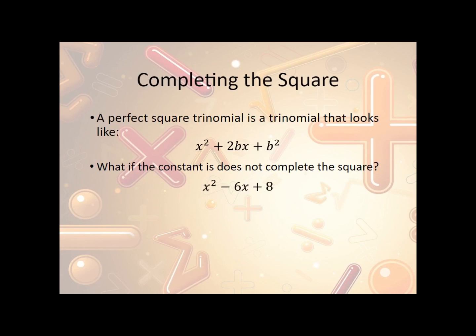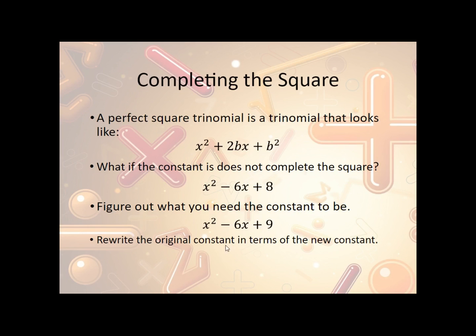Now, what if there's already a constant value and it doesn't complete the square? Well, what we're going to do is we're going to ignore this plus 8 for now and figure out what our c value should be. So we figure out that half of negative 6 is negative 3, and if we square that, we get 9. So this is what it should say, and this is what it does say.